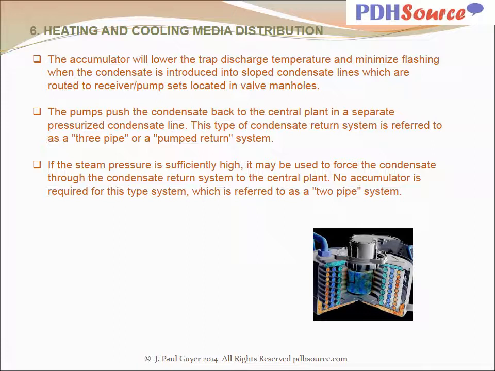If the system pressure is sufficiently high, it may be used to force the condensate through the condensate return system to the central plant. No accumulator is required for this type of system, which is referred to as a 2-pipe system.